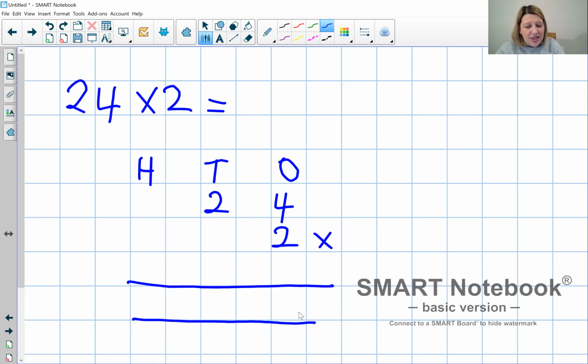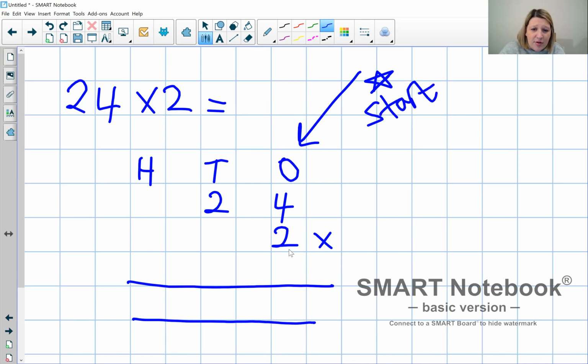Now I can hear you shouting at the screen, Mrs. Smurthwaite, you must start in the ones column. We always start in the column closest to the right. So I must start here. Ding, ding, ding, ding, ding. I must start here, okay? That's where I'm going to start.